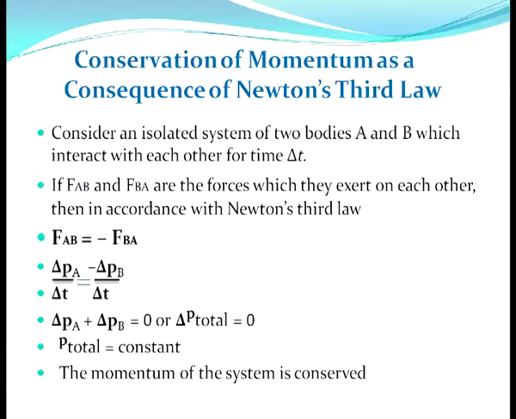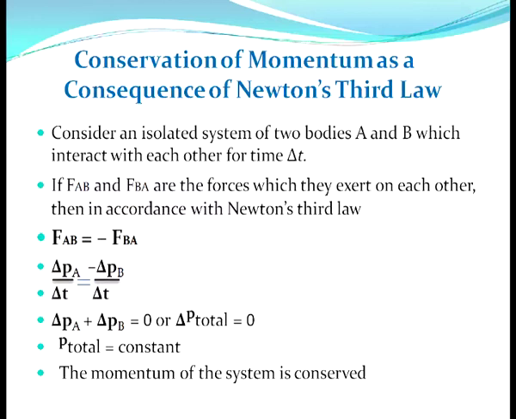Now, we will establish the conservation of momentum as a consequence of Newton's third law. So, consider an isolated system of two bodies A and B which interact with each other for time, suppose delta t. If FAB and FBA are the forces which they exert on each other, then in accordance with Newton's third law, FAB is equal to minus FBA, because Newton's third law states that action and reaction are equal in magnitude and opposite in direction. So, FAB equal to minus FBA, and the negative sign shows the opposite direction.